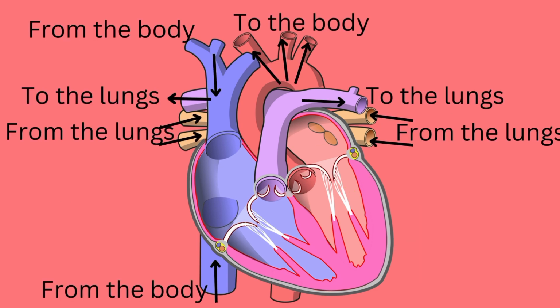vein. The human heart acts as a double pump, as its right side takes the deoxygenated blood coming from the body via the superior and inferior vena cava and then sends this deoxygenated blood to the lungs, while the left side of the heart receives the oxygenated blood coming from the lungs through the pulmonary veins and sends it to the whole body via the aorta.